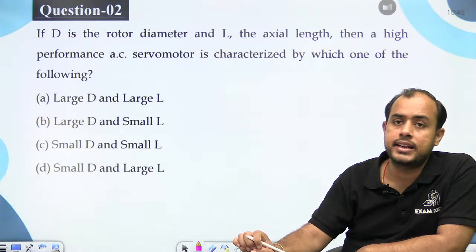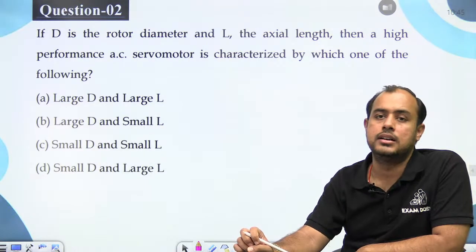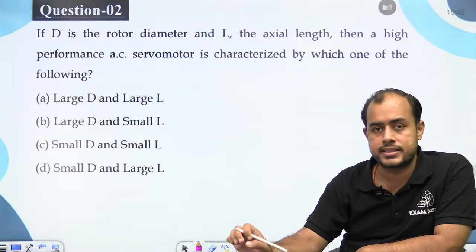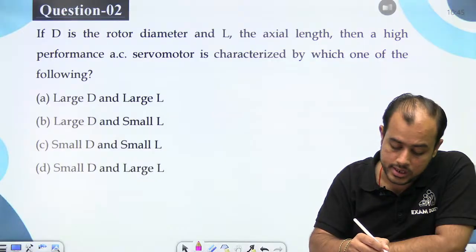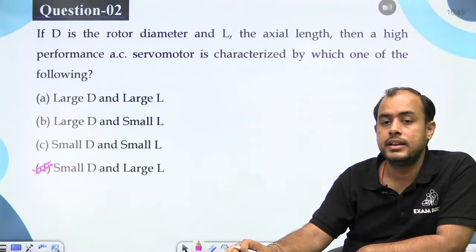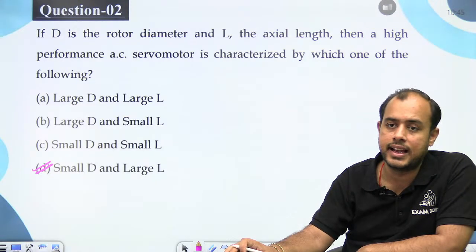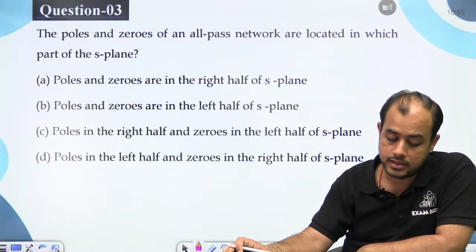ESE 2009 again. D is the diameter, L is the length of a servo motor. Which of the following is correct? It has small D and large L. Okay, it has less inertia, small diameter, large length of the shaft.